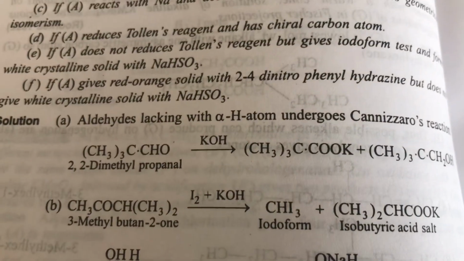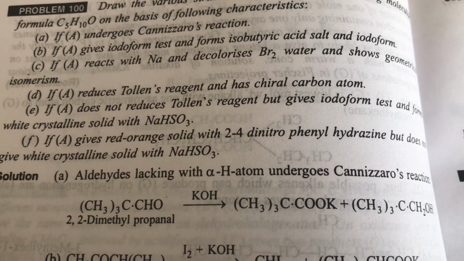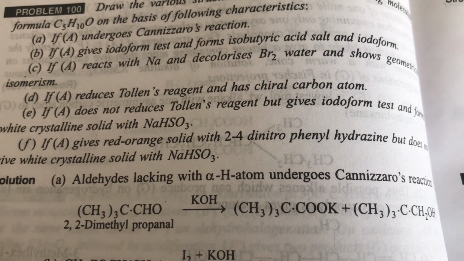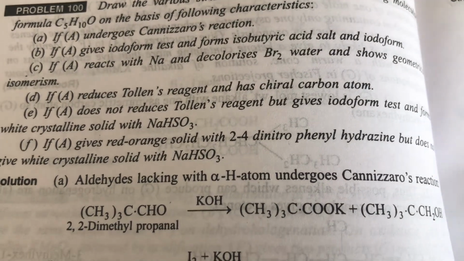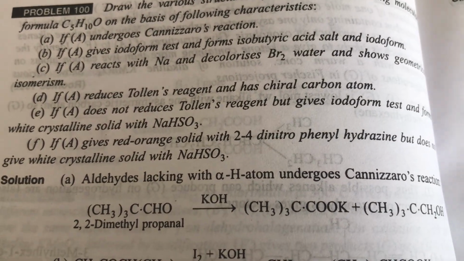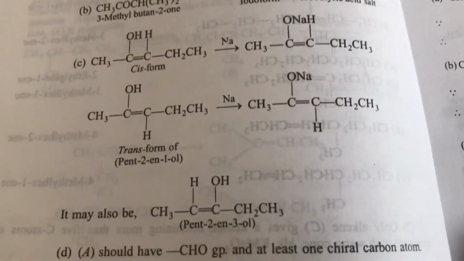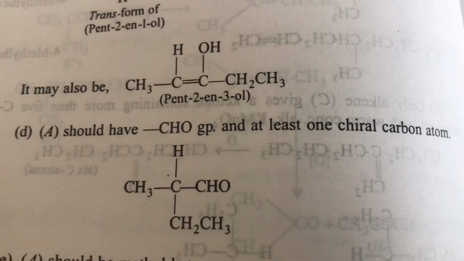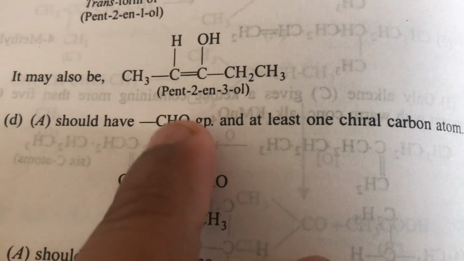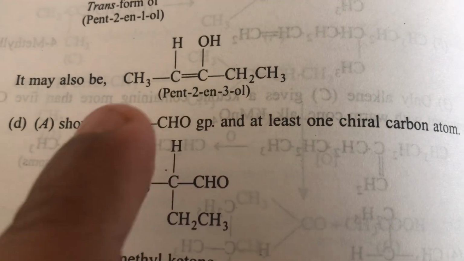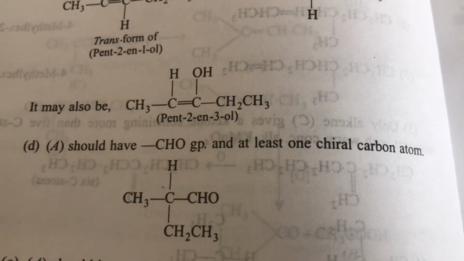Now my dear students, D part. If A reduces Tollens reagent and has a chiral carbon atom, who gives Tollens test? Aldehydes. And chiral carbon means one carbon attached with 4 different atoms or groups. So let's see the D part. CHO, and on one carbon, always start writing with the smallest one: hydrogen, methyl, ethyl, CHO. So this carbon is chiral. So this is very clear.